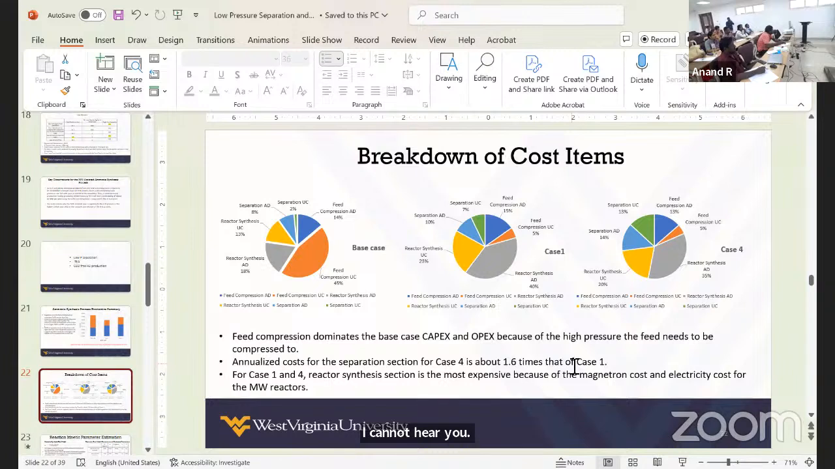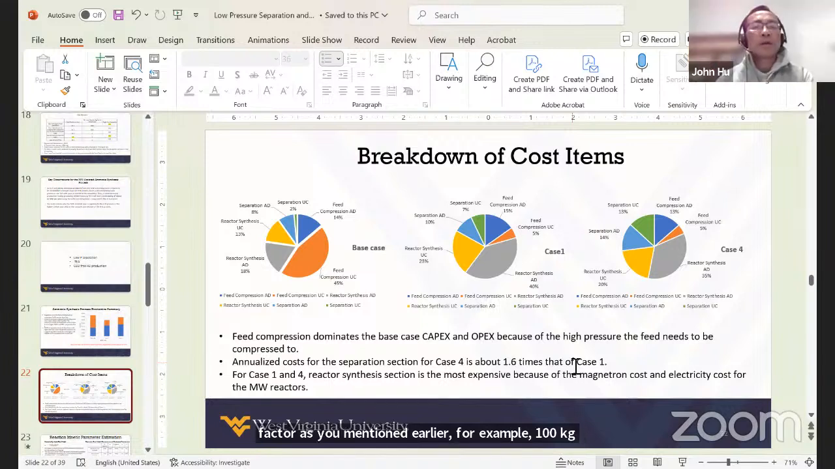Sir, when we are considering scaling the process using techno-economic analysis, for example, a normal lab scale reactor will have a lesser cost and the factors will be minimum. So when we are going for scaling the process using the techno-economic analysis, should we consider the X factor, as you mentioned earlier, for example, 100 kg to 1 ton or 1,000 ton? Okay, that's good.